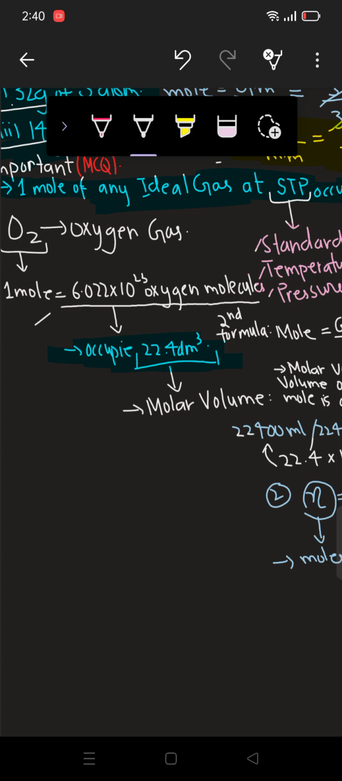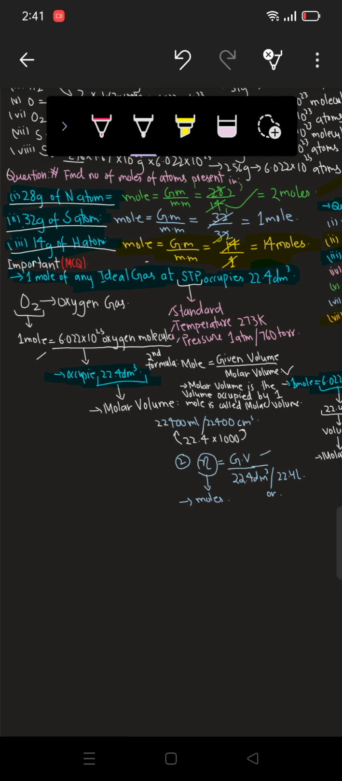And molar volume of any gas at STP, meaning standard temperature and pressure, is always 22.4 dm cube or 22.4 liter. But if you want to write that in milliliter or in centimeter cube, how are you going to write that? You will be multiplying 1000 with 22.4 and you're going to get 22,400 milliliter or 22,400 centimeter cube.